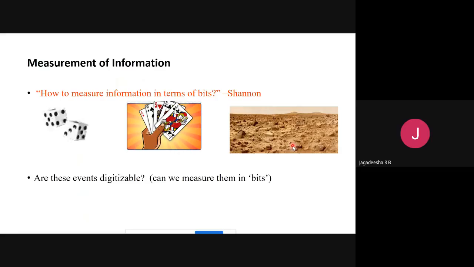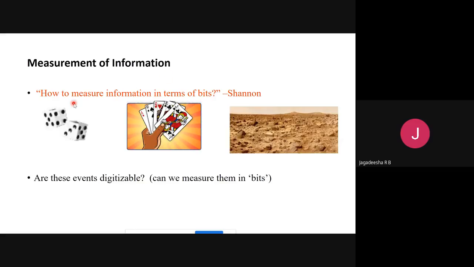Now, we have here the measurement of information. We are now moving to the context of measurement of information. The first question is how to measure the information in terms of bits. This question was put forth by Shannon, and he gave us some theories to measure this information.